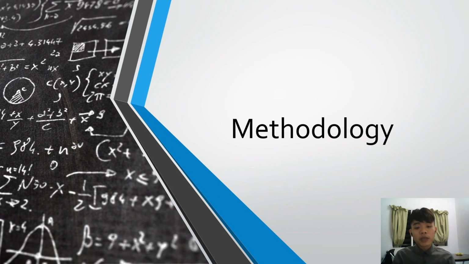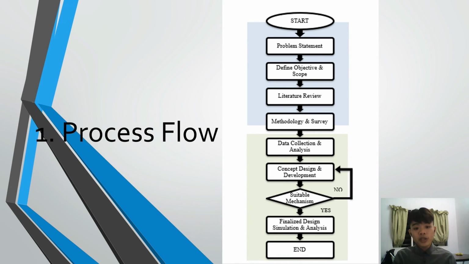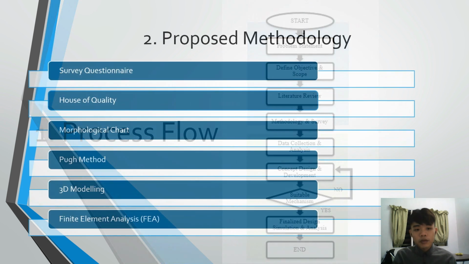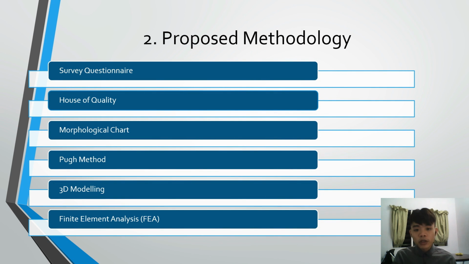Next is the methodology of this project. In this chapter, the process flow and the proposed methodology of this project will be covered. The flowchart shows the overall process flow of this project from the beginning until the end. As for the proposed methodology, a total of 6 processes and methods are included, which are survey questionnaire, house of quality, morphological chart, Hughes method, 3D modeling, and finally, finite element analysis.